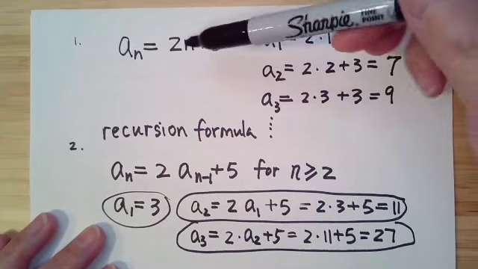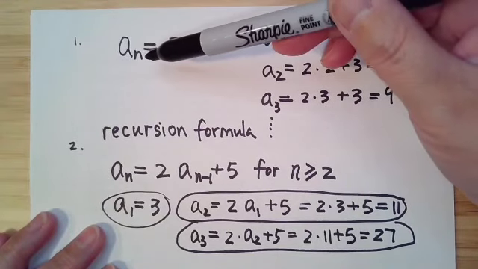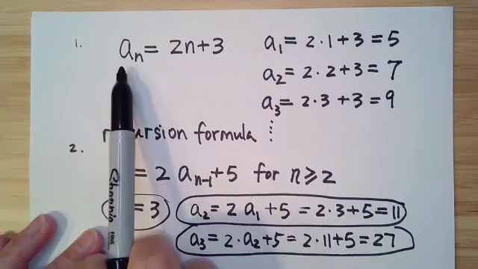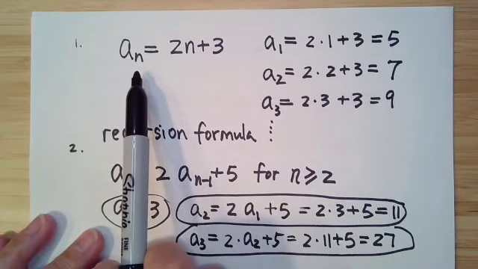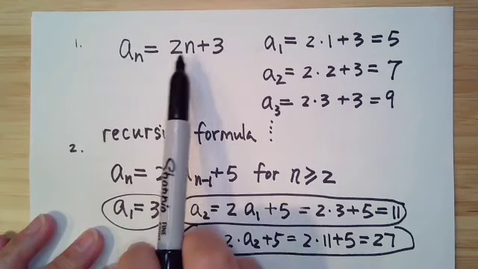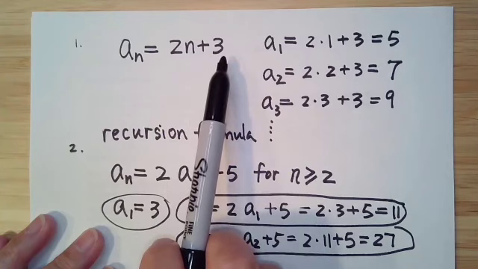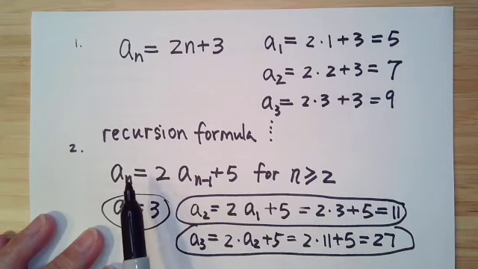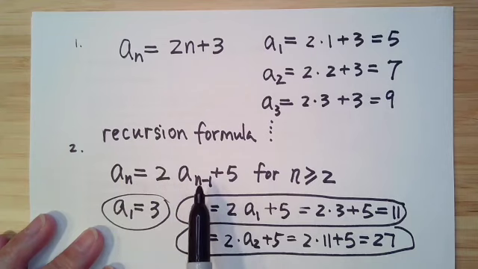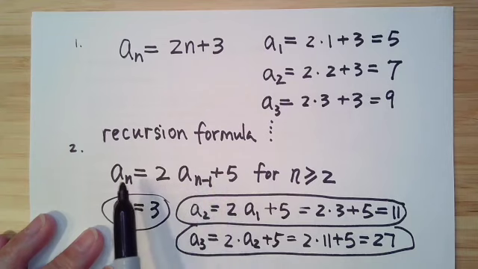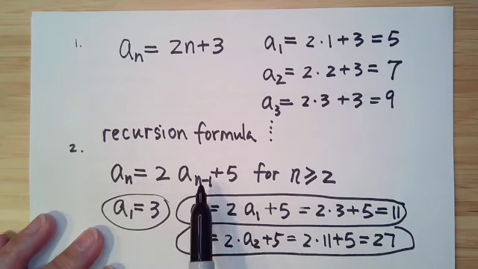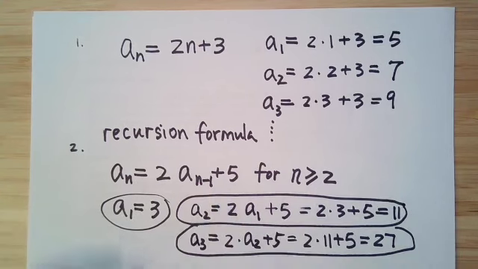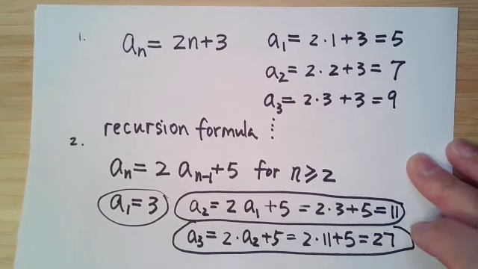This one, you can calculate, for example, if n is 100, then you can just get a100, which is the 100th term. That will be 2 times 100 plus 3. That's 203. But for this one, it's not that obvious. In order to get a100, you have to figure out a99. In order to get a99, you have to get a98. Okay, so that's the big difference between these two ways to give you the sequence.